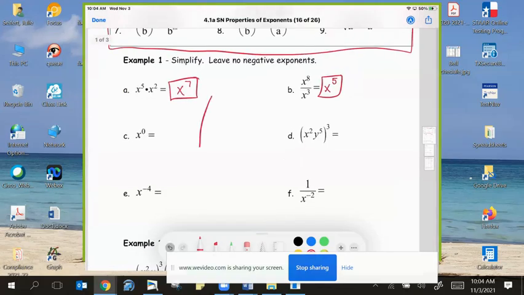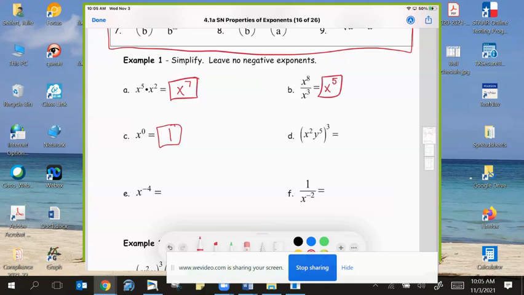On part C, x to the power of 0, any value to the power of 0 is always 1. It doesn't matter if it's a variable or a number. Anything to the 0 power is always 1. Try it in the calculator. Type anything you want to, raise it to a power of 0. The answer is going to be 1.